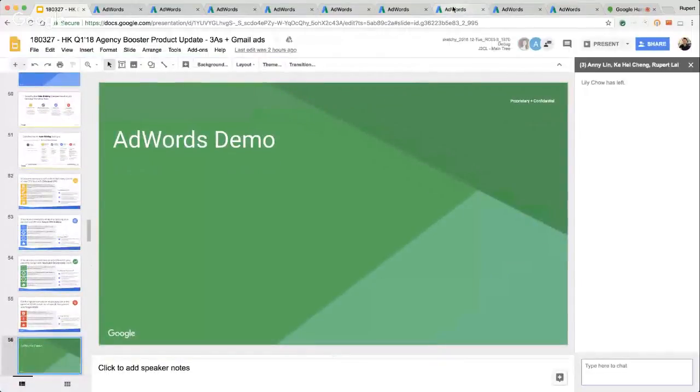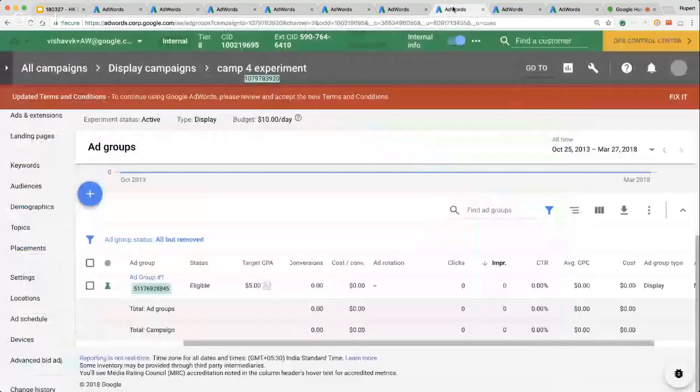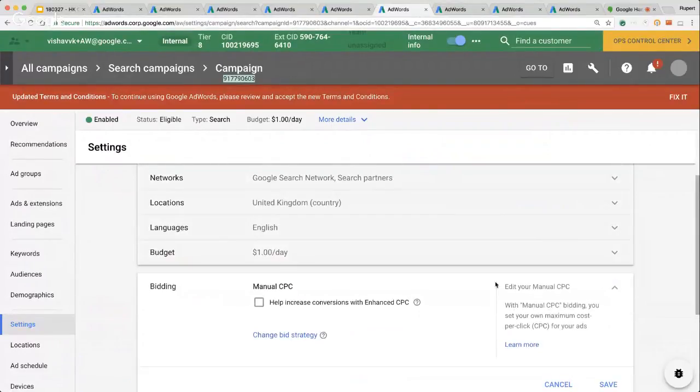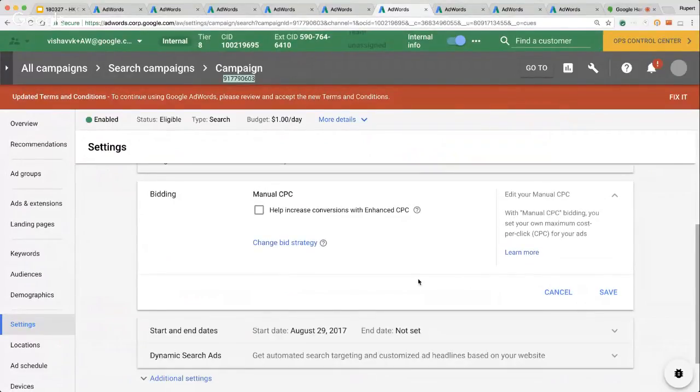So go back to AdWords. I'm going to demo how to adjust those bidding strategies. Go to the settings of your campaign, and under bidding, typically if you're using manual CPC and have not switched on enhanced CPC, the easiest way is to check this box, and you'll be able to get enhanced CPC, which is what we recommend as an introductory bidding strategy for auto bidding.